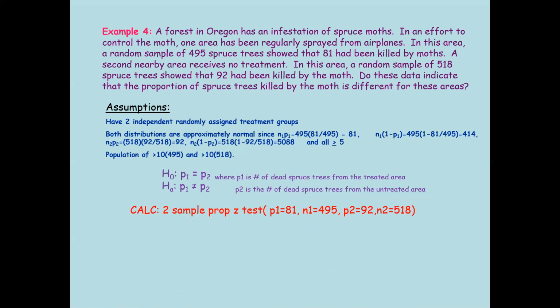So if we continue with our steps, again, you can use the big long formula if you want. I'd suggest a calculator. So go to Menu, Statistics, Test. And because we have two samples and the word proportion, we're doing a two-sample prop Z. Again, put down everything that the calculator asks for: your x1 is 81, your sample size n1 is 495, your x2 is 92, and your sample size n2 equals 518.